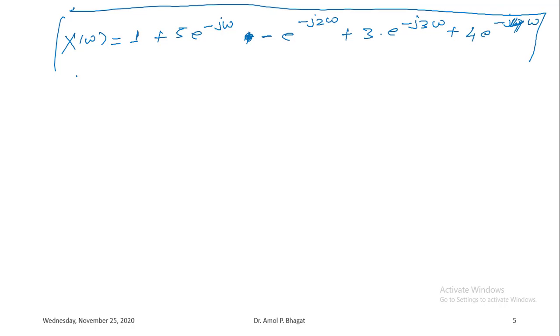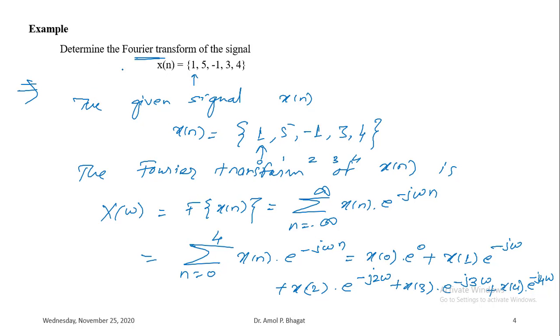You can also simplify it by replacing e to the power minus j omega by cos and sine functions, right? So cos omega minus j sine omega, you can substitute in place of e to the power minus j omega, or you can keep it as it is. So this is the required Fourier transform of the given signal.